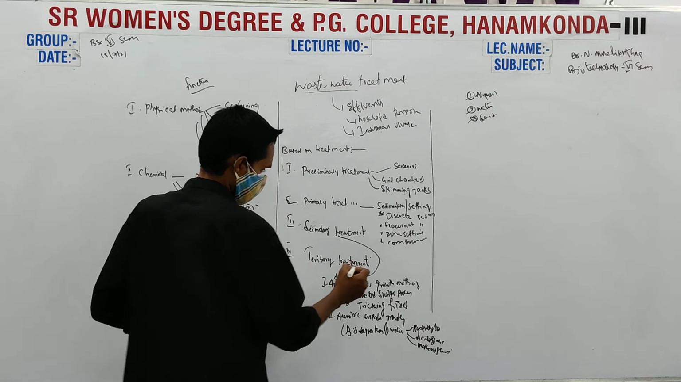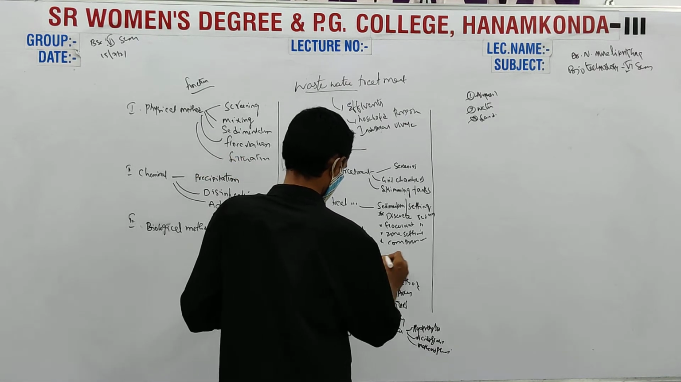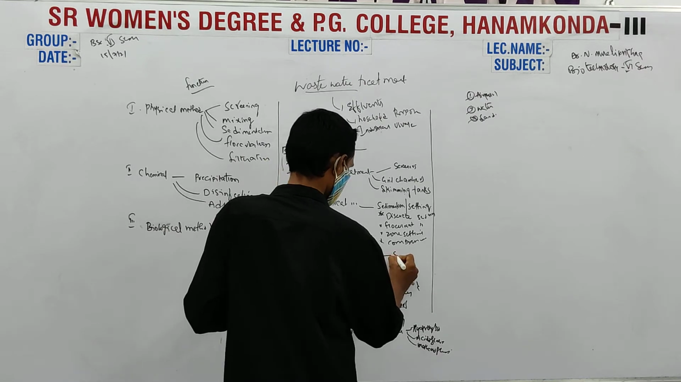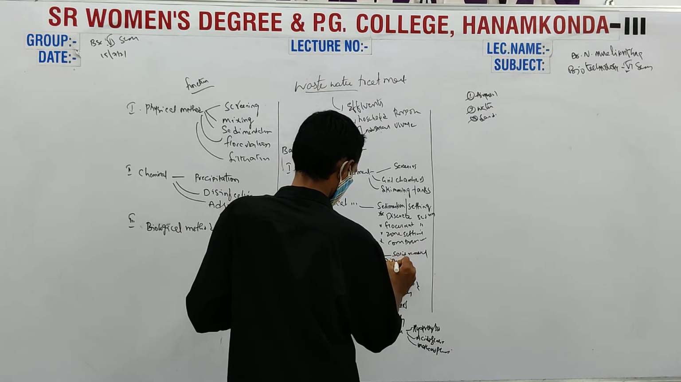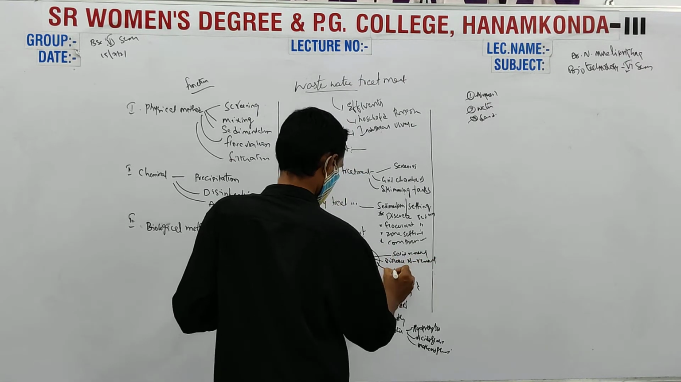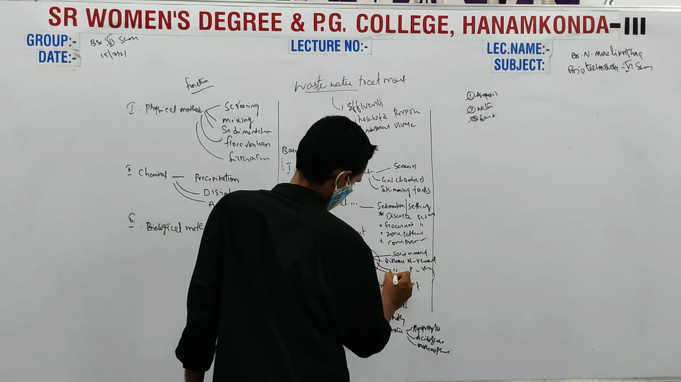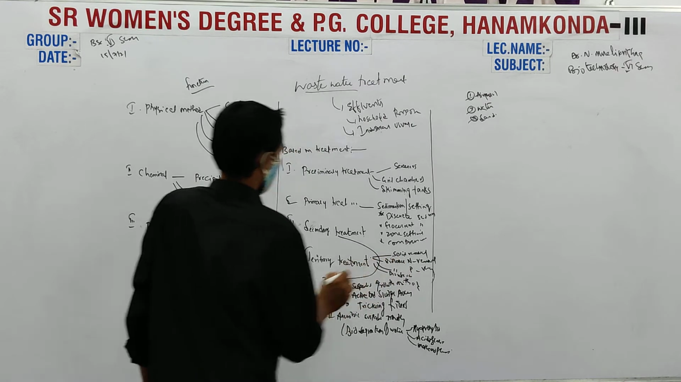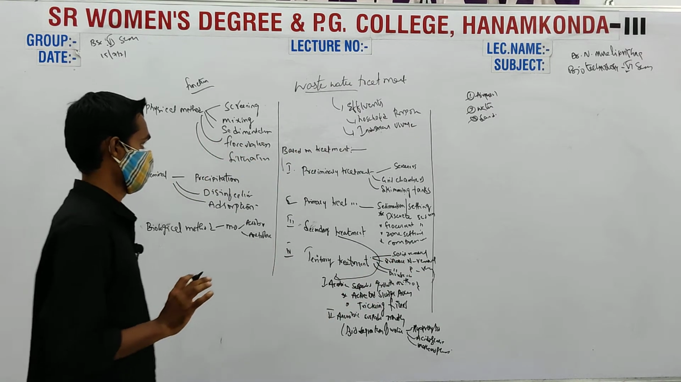Next one is tertiary treatment. In tertiary treatment we have solid removal, fluid removal, biological nitrogen removal, biological phosphorus removal, and disinfection. These are the different methods of treatment of wastewater.